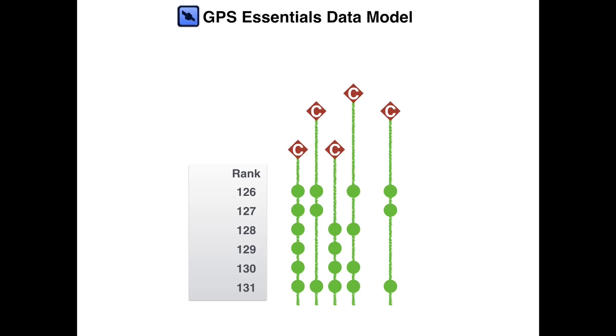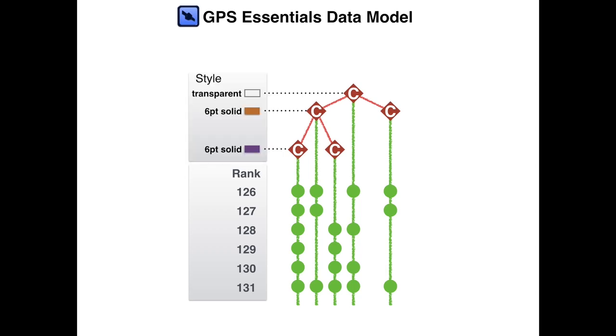Multiple categories can build a hierarchy so that a category has subcategories. This is useful to structure your data. Every category has an associated style. The style contains information that is used to render the category, such as color or line width.